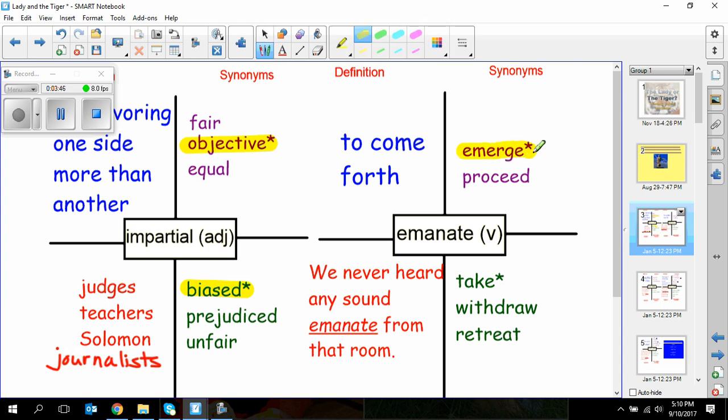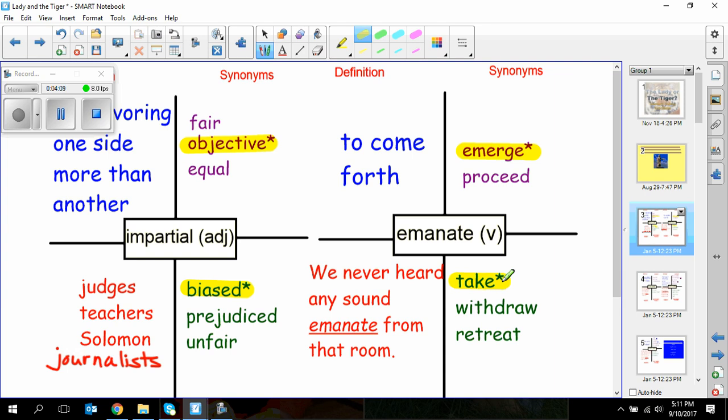You proceed. So like classrooms, like a kindergarten classroom, chaos can emanate. Smells from the bathroom that emanate aren't always the most, what do you want to call it, pleasant. The example says we've never heard any sound emanate from that room.